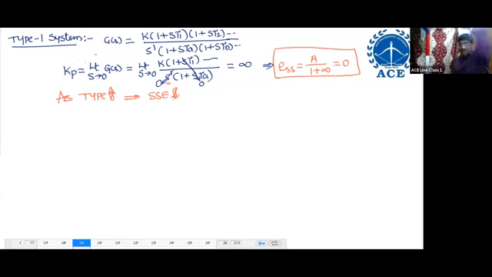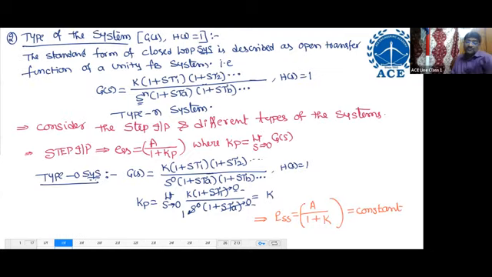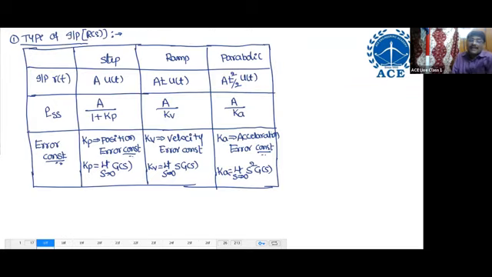And one more thing, I will assign values for the inputs so that it becomes very easy to solve the problems. Step means t power 0, so step is 0. Ramp means t power 1, so ramp value is 1. Parabolic value is 2 because it is t square. Remember the degree of t powers: step is t power 0, so 0; ramp t power 1, so 1; parabolic t power 2, so 2.